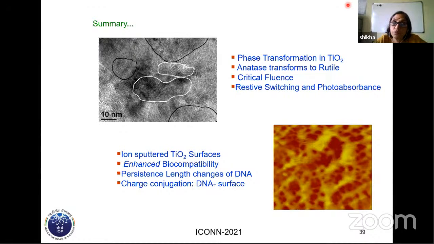If you want to think about the resistive switching properties, they are also seen in zinc oxide, but not as good as TiO2. TiO2 has the advantage that it shows a good resistive property as well as a good biocompatibility.